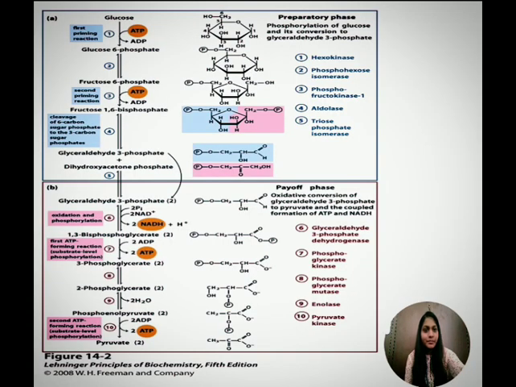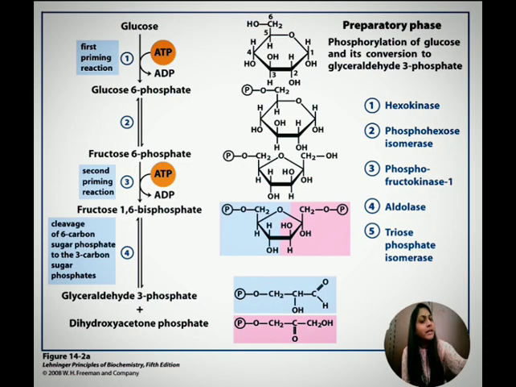pyruvate. Okay, so talking about the glycolytic pathway, essentially all cells carry out glycolysis. So glycolysis is basically a 10-enzyme catalyzed reaction, right? The 10-step enzyme catalyzed reaction is categorized into two phases. The first one being the preparatory phase and the other one being the payoff phase. The first 5 steps of glycolysis are referred to as the preparatory phase of the glycolytic pathway.